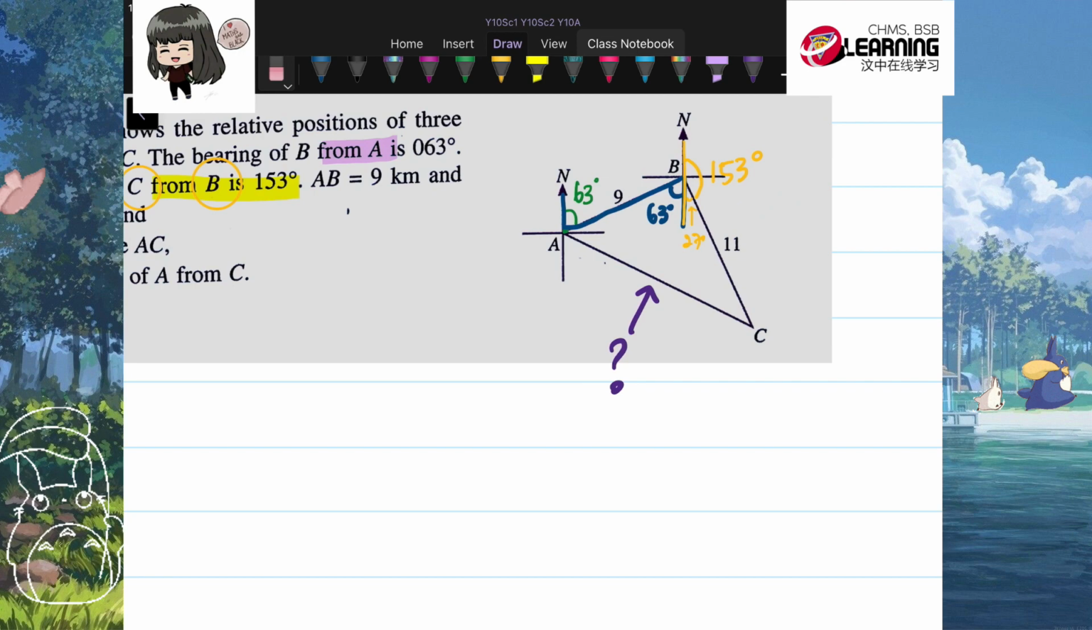So after that, if we have 27 and 63, this totals up to 90. So I will erase all this and just write 90, because I don't want too many things here. Here will be 90 degrees. This 90 is made up of this alternate angle 63 and also this angle here, 27, which is 180 minus 153.